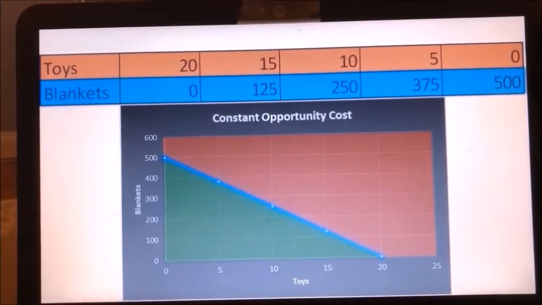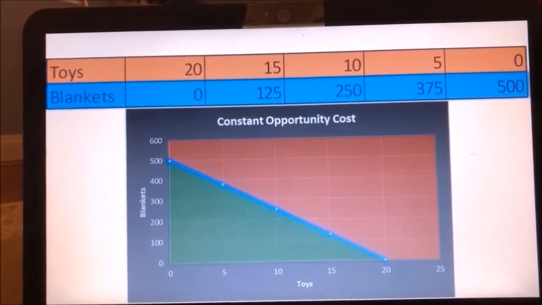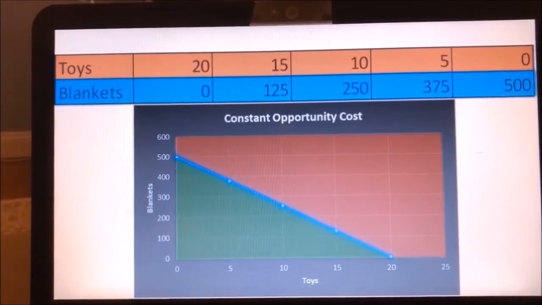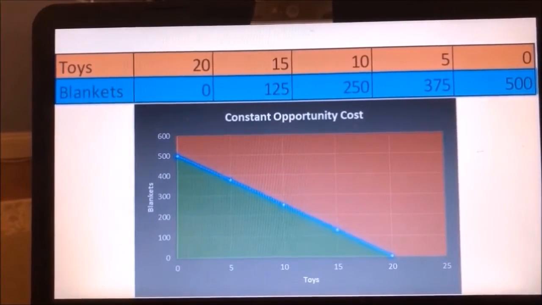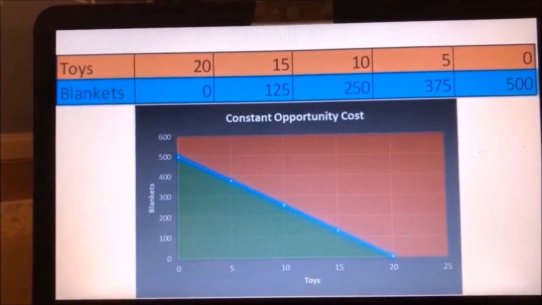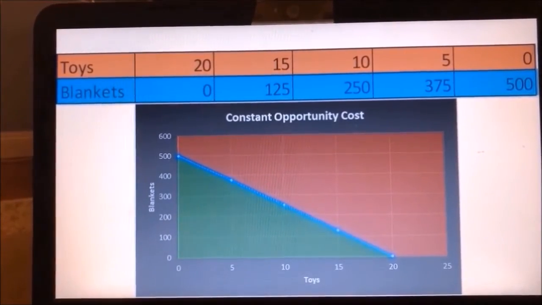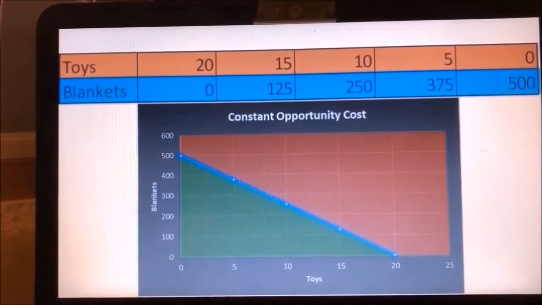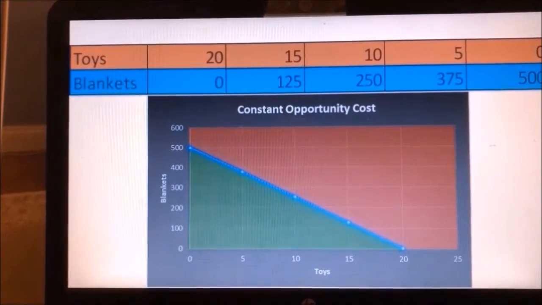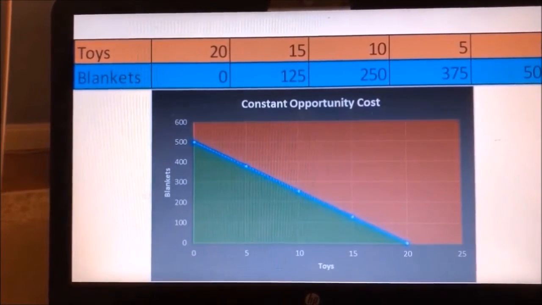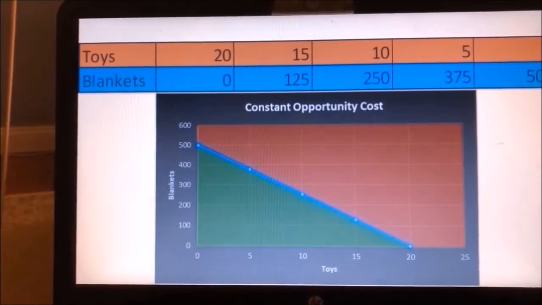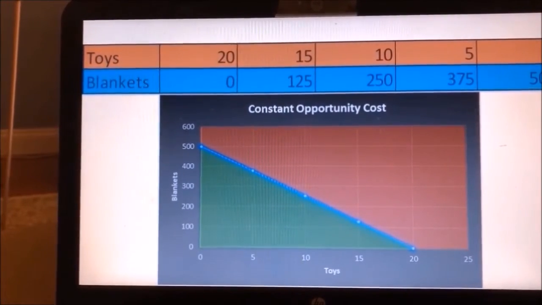So, in this example, we can make toys or we can make blankets. The maximum amount of toys we can make is 20. The maximum number of blankets we can make is 500. In the graph, we can see that the blue line is our maximum output of each. The red area is over that production. We can't possibly make more than that. The green area is what we can make, but it wouldn't be our maximum output.